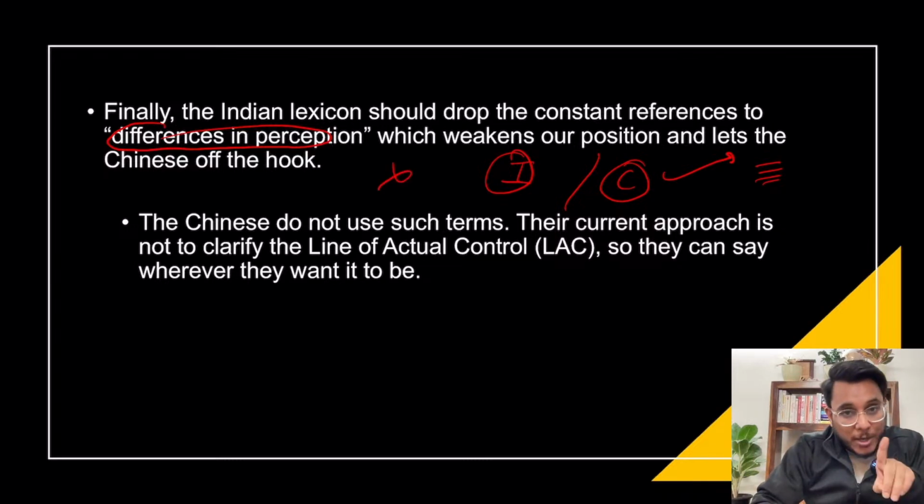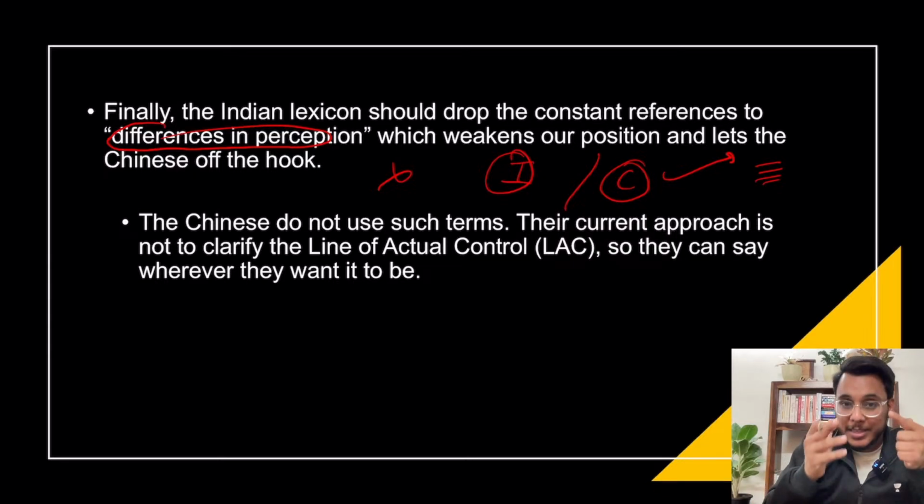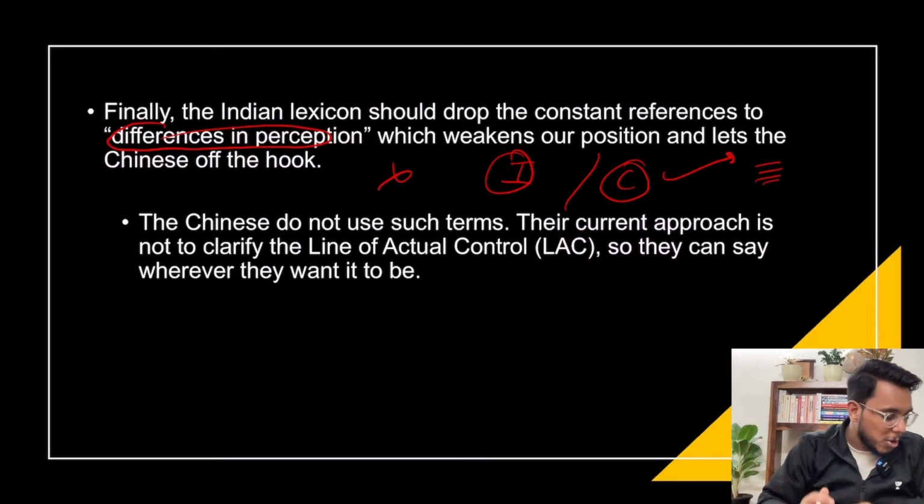We say that there is no difference of perception. There is only one fact with respect to the boundary. China is not ready to accept that. When we say that there is a difference in perception, it means when there are two perceptions, even the Chinese perception can be correct. So we should not use this particular kind of reference.